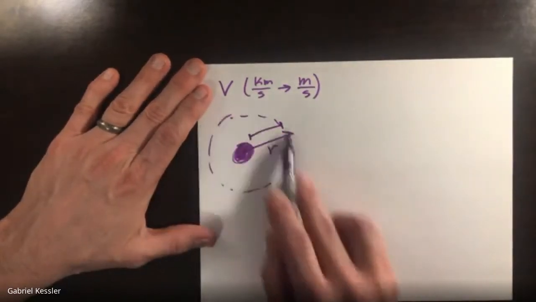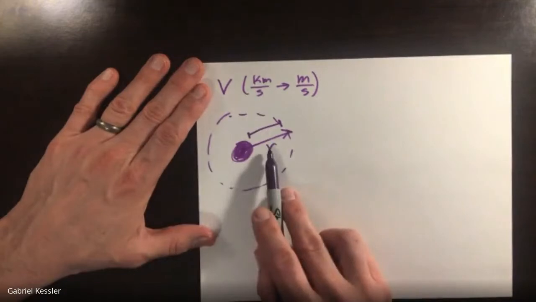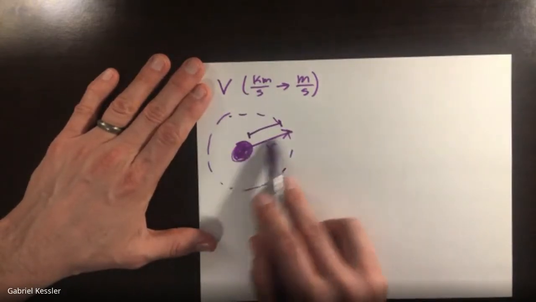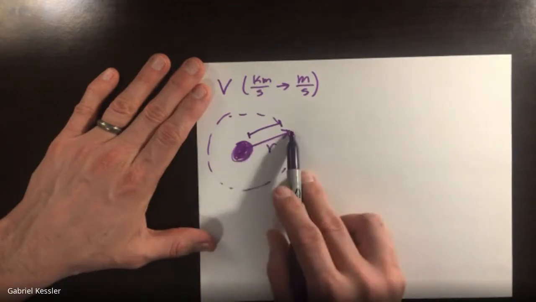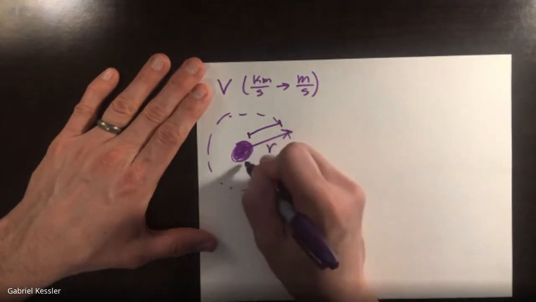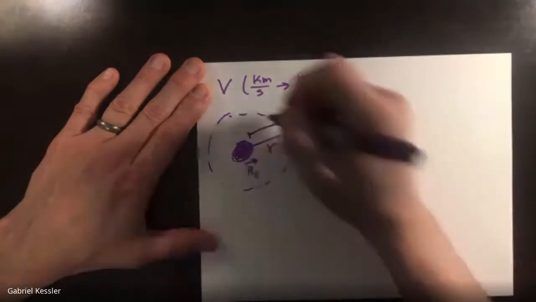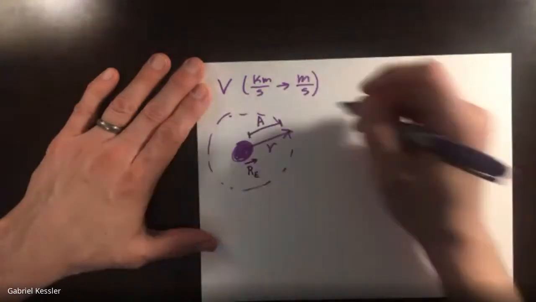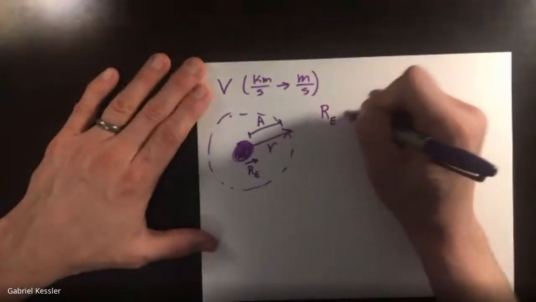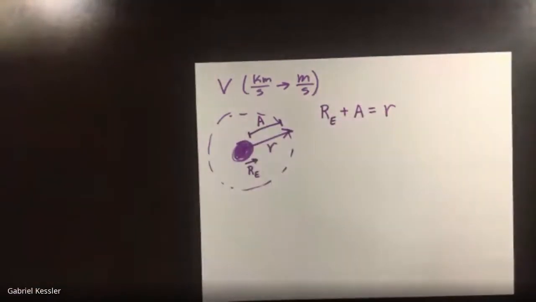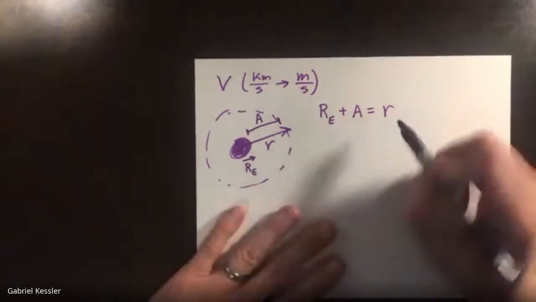Which means as you figure out the circular motion of this object, the circular motion tells you how far it is from the center of the Earth. So if you know how far it is from the center of the Earth, and you subtract off the radius of the Earth, that'll give you the altitude. So the radius of the Earth plus the altitude gives you the radius of the centripetal motion. Okay, so let's get to that radius of centripetal motion first.